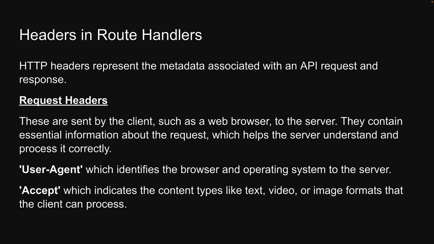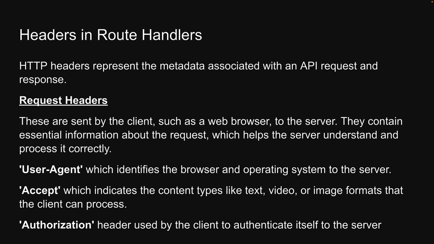We have the accept header, which indicates the content types like text, video, or image formats that the client can process. It enables the server to deliver the resource in a format suitable for the client. Another common request header is the authorization header, used by the client to authenticate itself to the server. It carries credentials allowing controlled access to resources.